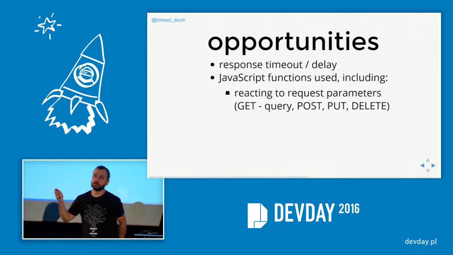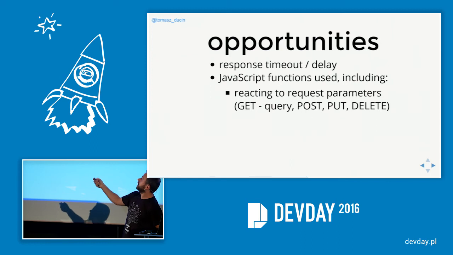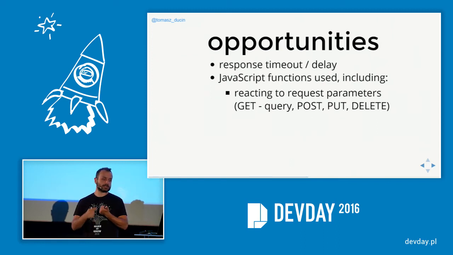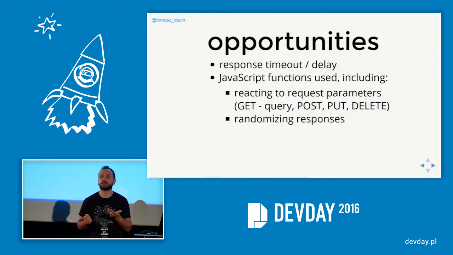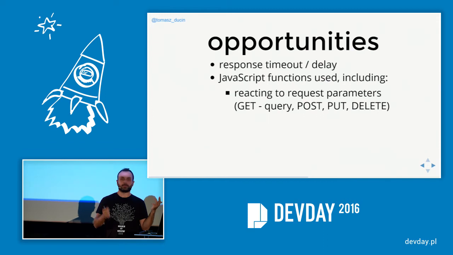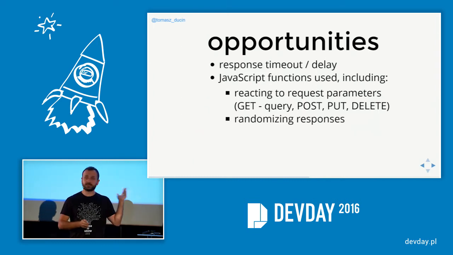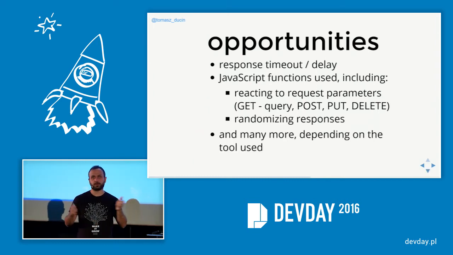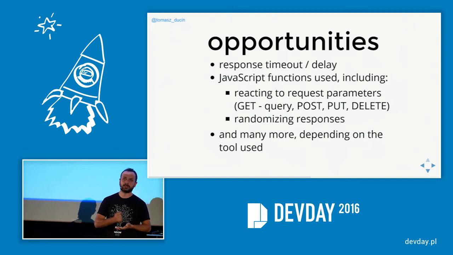Another opportunity we get is that we use JavaScript functions to do all this mocking behavior, so that we can use function parameters. So we can use the information whether it's a get, post, put, or delete method. We can use all the parameters, like what is the ID that was passed inside the URL. We can randomize the responses if we want, and we can do many more things depending on the tool.